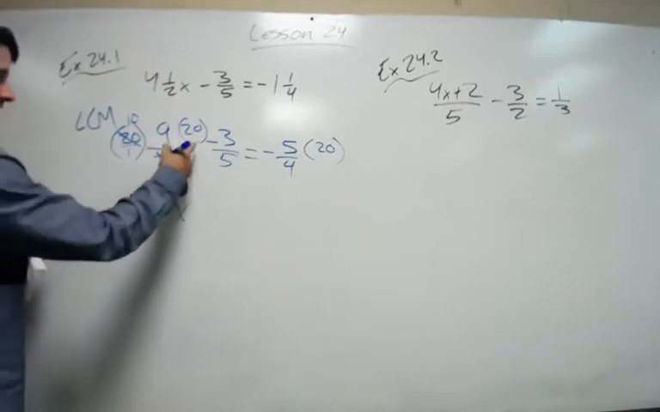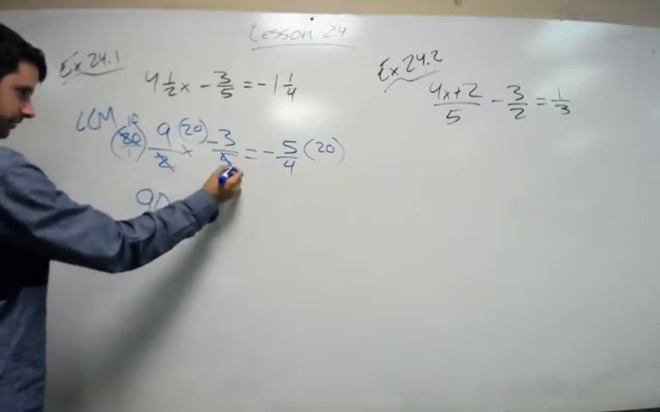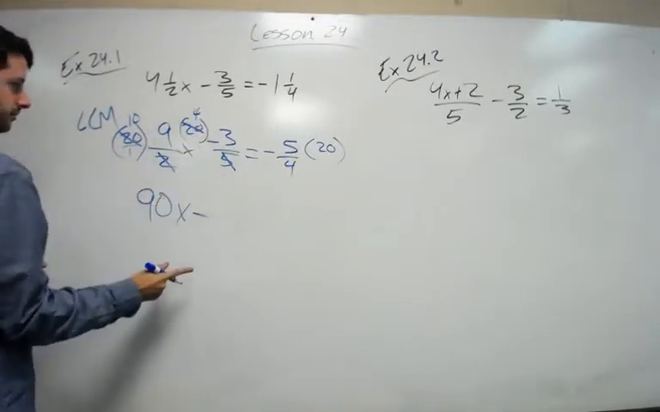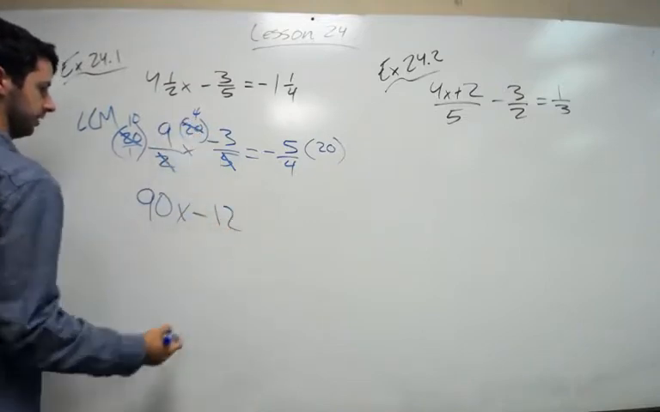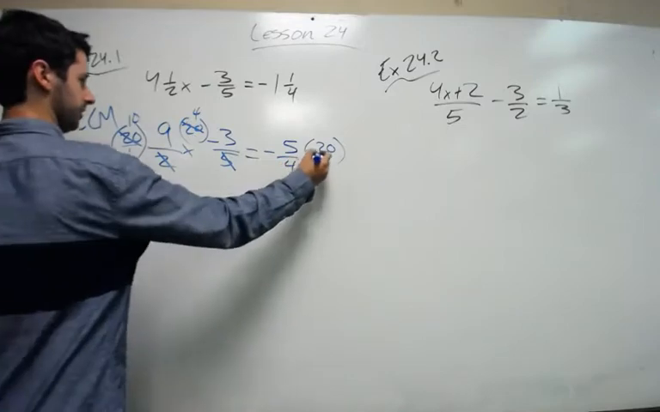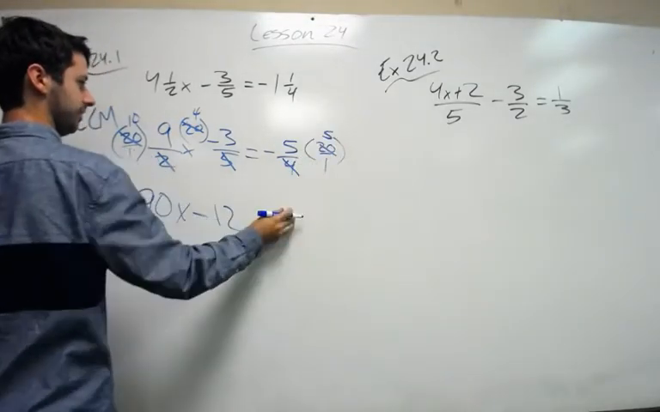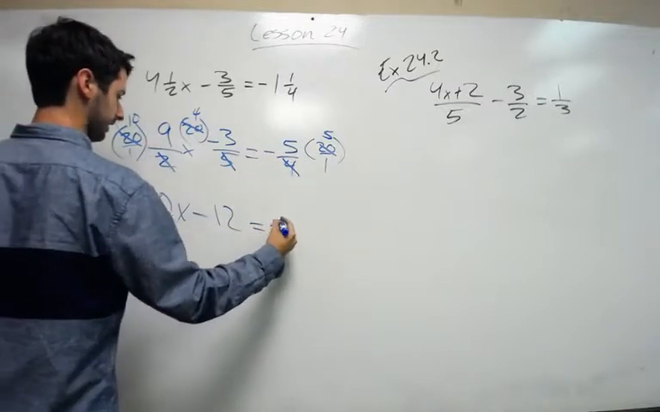Do the same thing here. We can cancel. 5 goes into 20 4 times. And that becomes 4 times negative 3, 12. Same here. 4 goes into 20 5 times. So negative 5 times 5, negative 25.